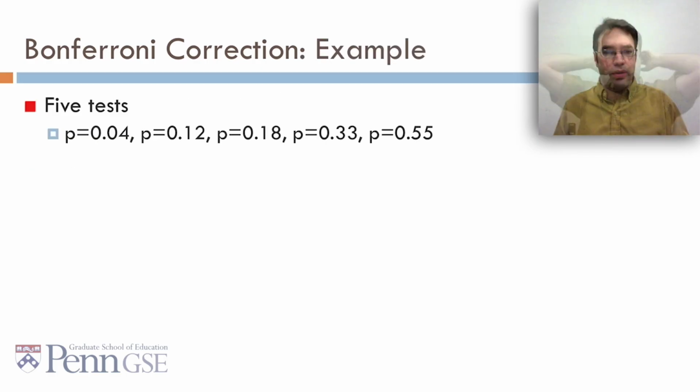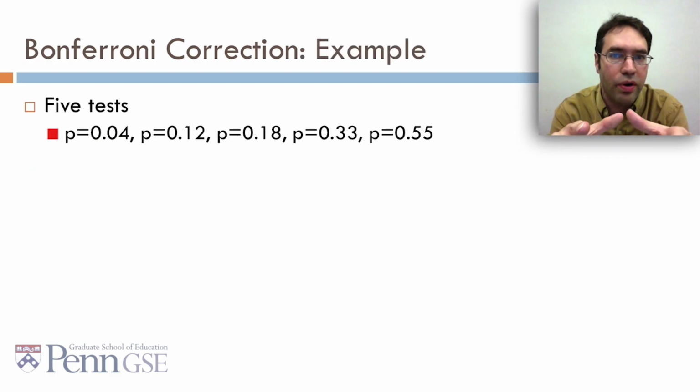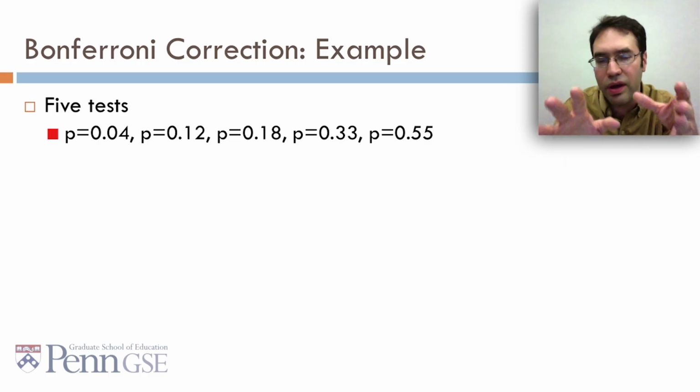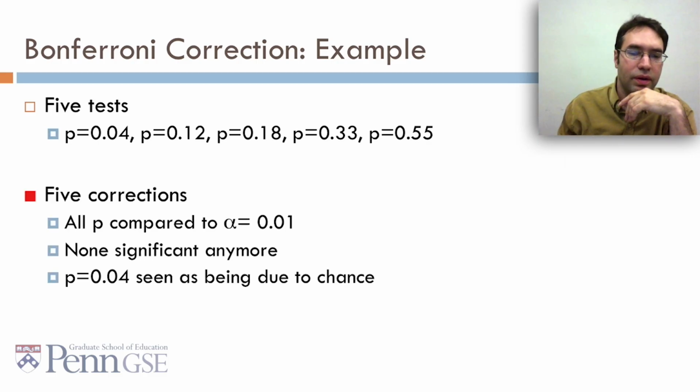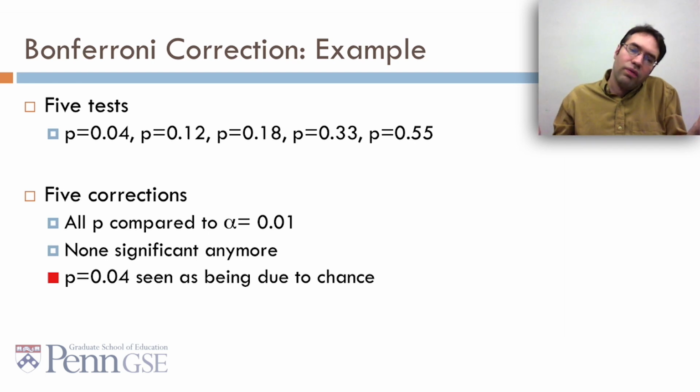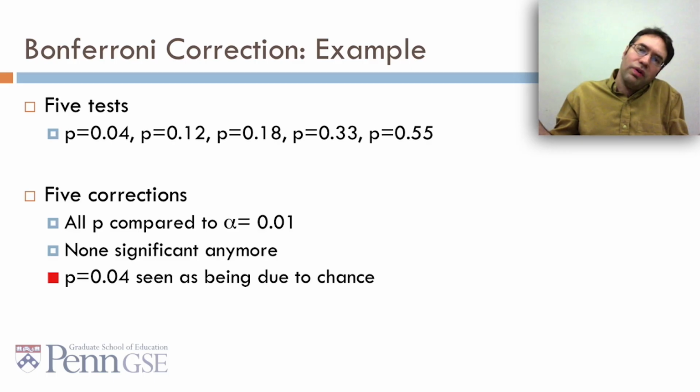Let's give an example. Let's say you run 5 tests and you get p of 0.04, p of 0.12, p of 0.18, p of 0.33, and p of 0.55. In that case, you do 5 corrections, all p are compared to alpha of 0.01, nothing is significant anymore, and the p of 0.04 is seen as just being chance. Is this okay? I don't know. I'm okay with it. Seems kind of reasonable to me.